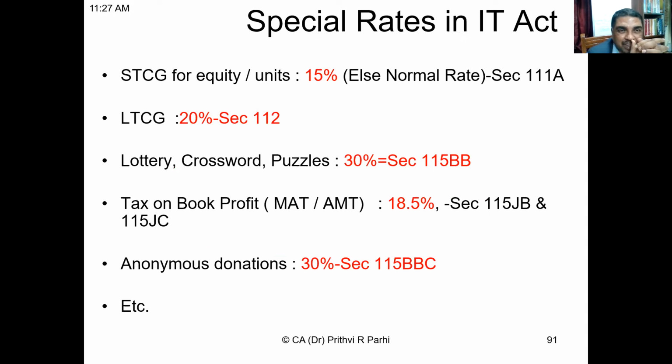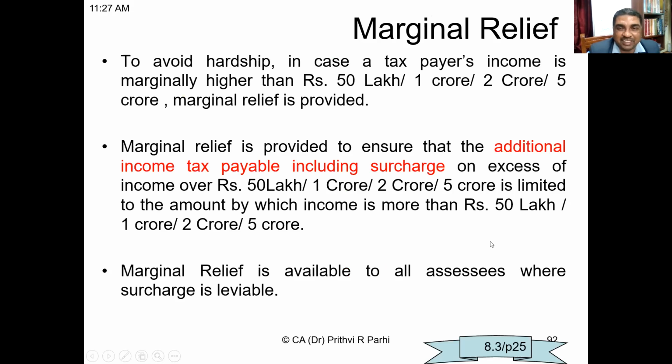For example, on short-term capital gains on equity and units, the rate of tax is 15%. Long-term capital gain, 20%. Lottery, crossword puzzles, 30%. These are the sections in the Income Tax Act: Section 111A, Section 112, Section 115BB. And MAT, just now we saw 18.5% for AMT, MAT is 15%. Then anonymous donations, this is 30%. So like this, there are some special rates in the Income Tax Act.